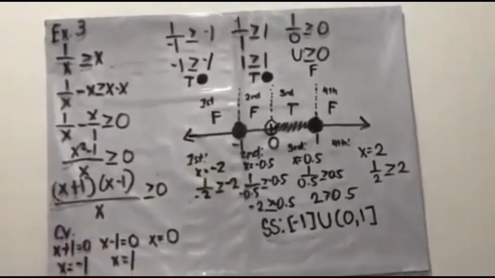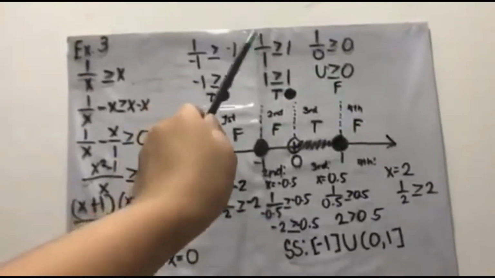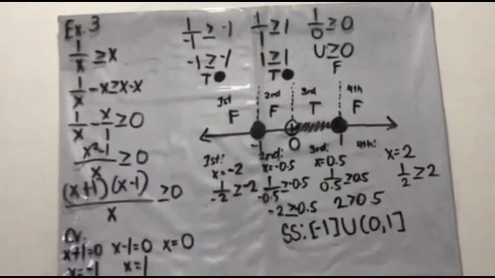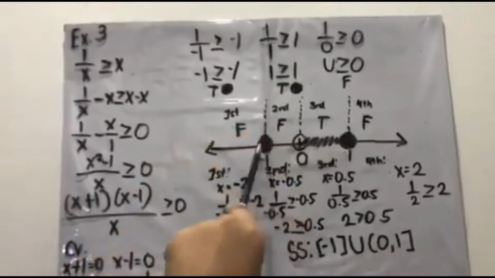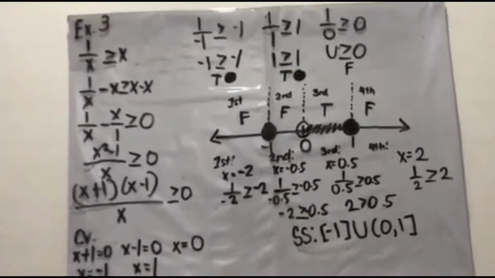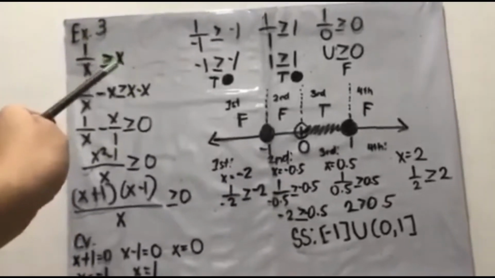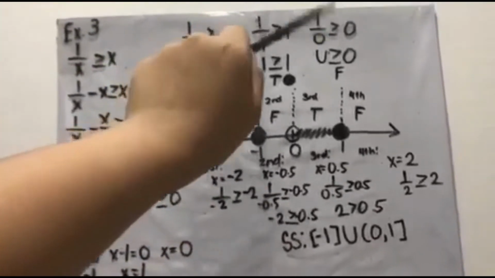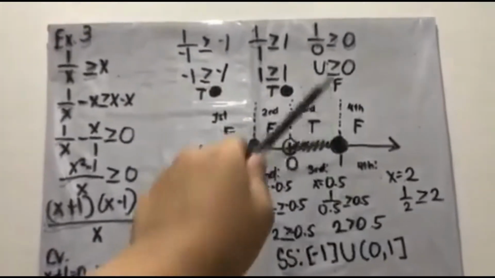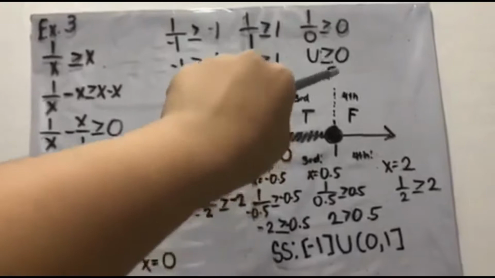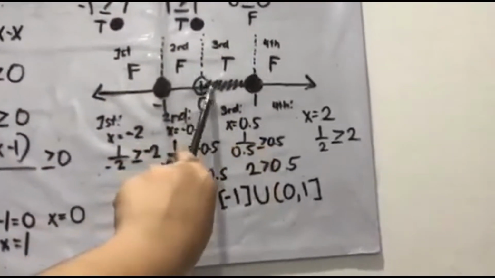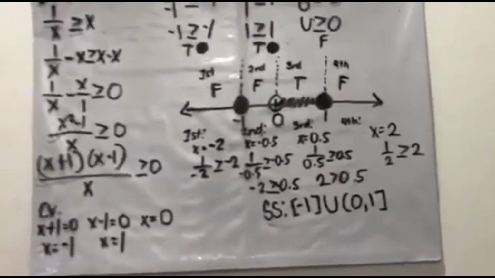Next, doon naman tayo sa positive 1. 1 over 1 is equals to 1. 1 is greater than or equals to 1. True. So, shaded nga yung part na yan. Then, 0, yung substitute naman natin dun sa rational expression. So, 1 over 0. And ito yung denominator na 0, undefined yun. So, undefined is greater than or equals to 0. False yan. So, ito, ano lang yan, open.